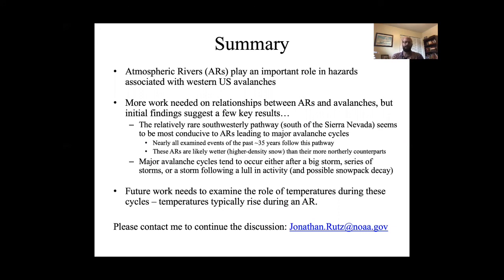Again, this is based on nearly all examined events over the past 35 years following this pathway. One of the reasons for this is that these ARs, having gone further south, are likely wetter, meaning they have higher density snow compared to their more northerly counterparts. I think what often might be happening here is that you have a lot of storms from the north that are producing your dry, powdery snow that people like to ski on. And then you have a lull, perhaps, and that snow decays a bit. Then you have one of these big wet snow southwesterly ARs that deposits concrete on top of that. And before you know it, you're looking at a major avalanche hazard.